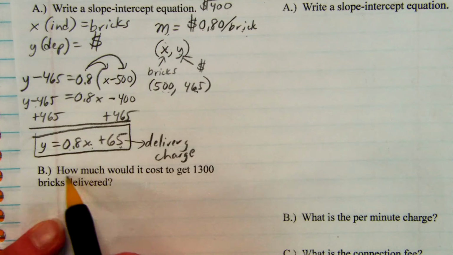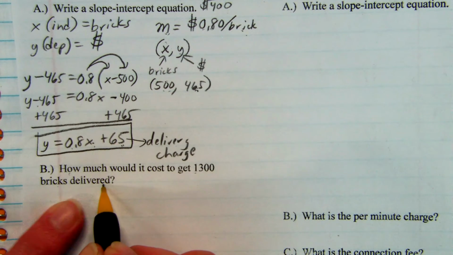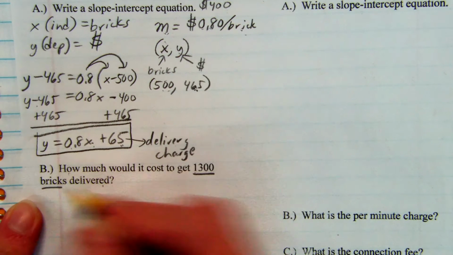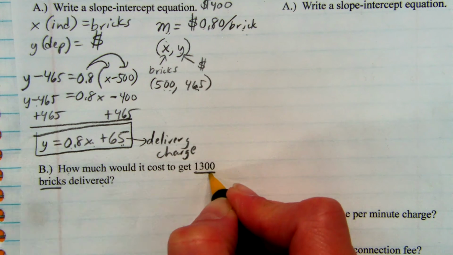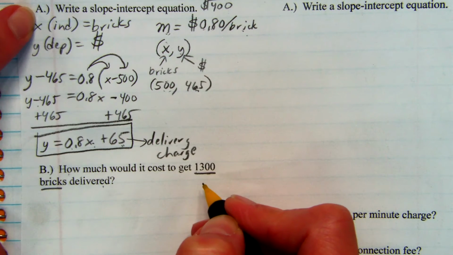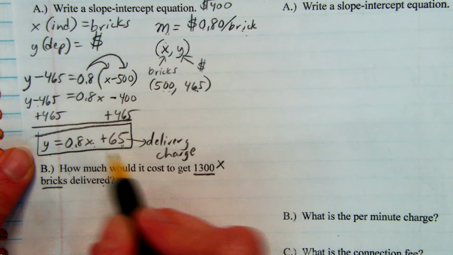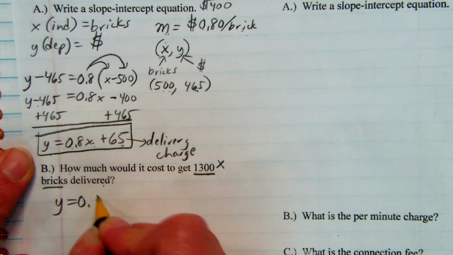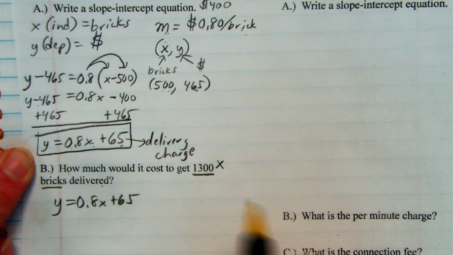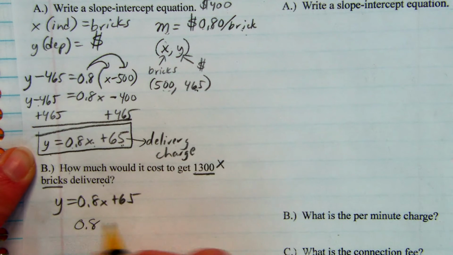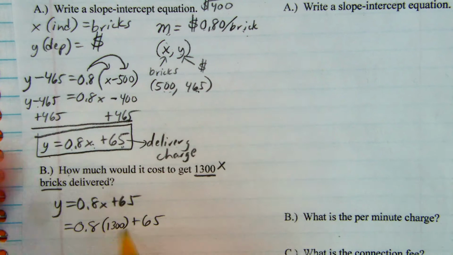All right, so on B it says, how much would it cost to get 1,300 bricks delivered? So they're giving us 1,300 bricks. Is that an X or a Y? That was what we called X. If you go back up here, X was bricks. So that's going to go in for X. So I'm going to use this equation we just wrote, because otherwise, why do we write equations? It's so that we can figure out information for the future. So I'm going to put in the 1,300 where that X is, and then I'm going to work that out.